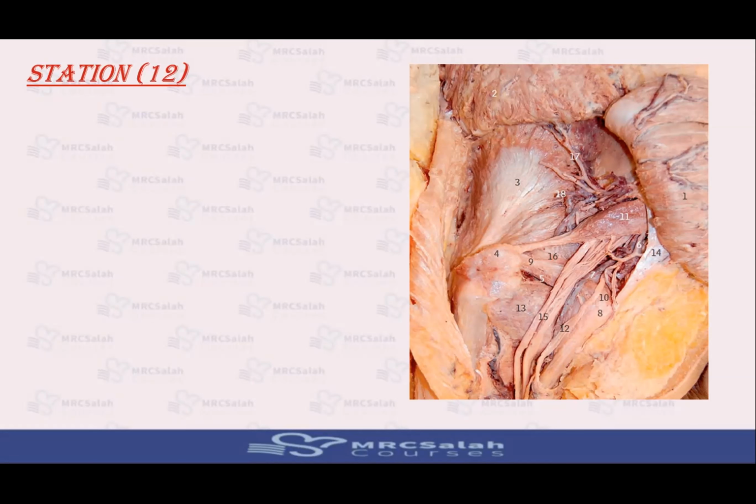If we have a common peroneal nerve injury, what happens? Foot drop. What is the root value of the common peroneal? L4 to S1. L4, L5, S1. Some say L4, L5, S1, S2. The root value discussion continues, and then we move on.